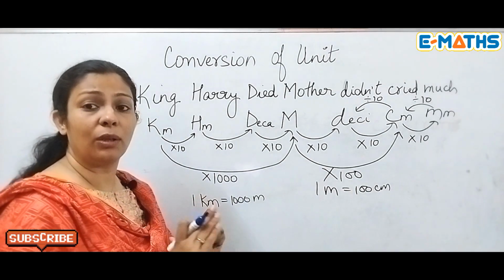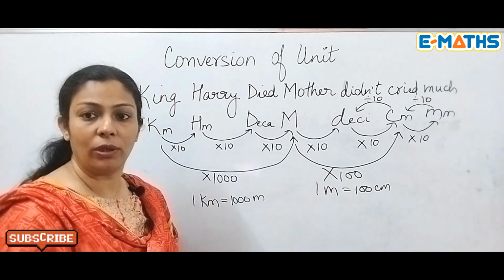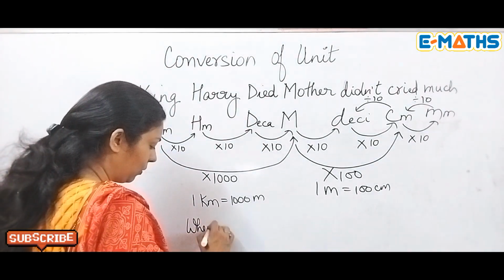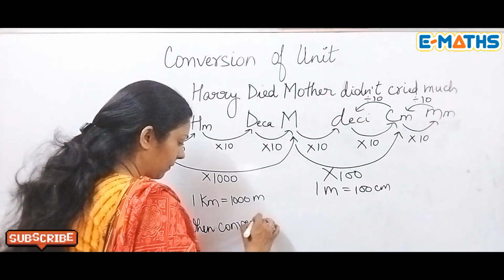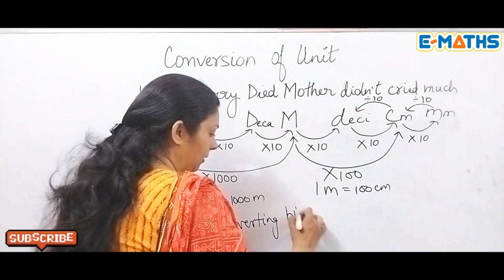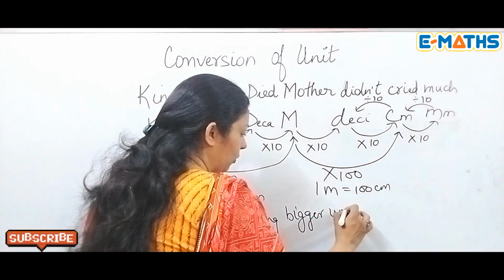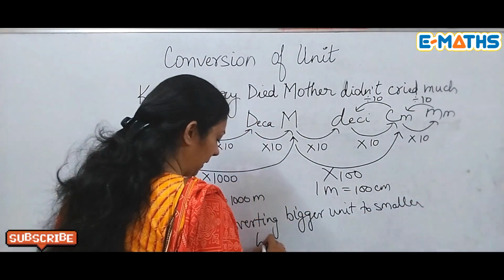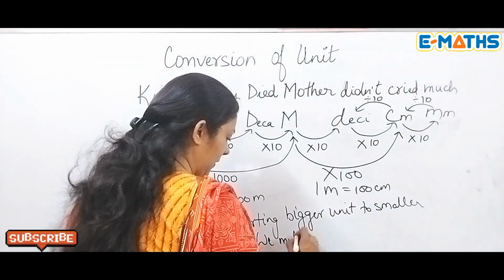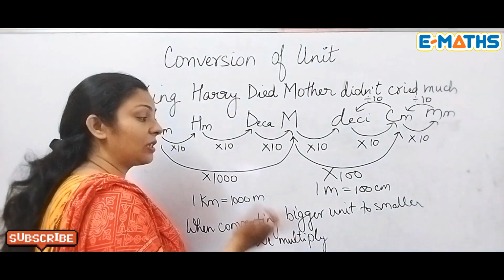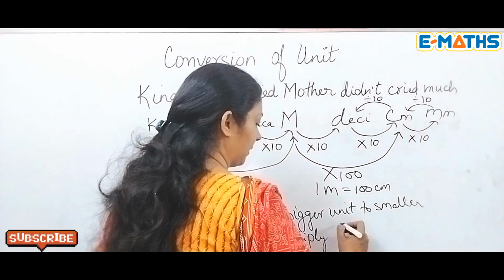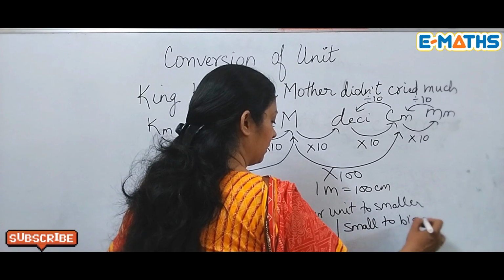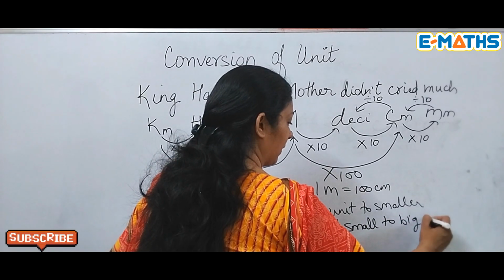So just remember, when converting a bigger unit to smaller unit, you need to multiply. I'll just write this down. When converting bigger unit to smaller, we multiply. When we have to convert smaller to bigger, we divide. Small to big, we divide.